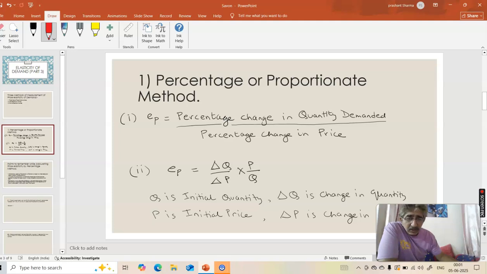Now pay attention. Over here this Q stands for initial quantity or original quantity, which is being demanded by the consumer. And P is the initial price or the original price. Then delta Q, the change in quantity, and delta P is change in price. Things will become clear as we solve the questions.